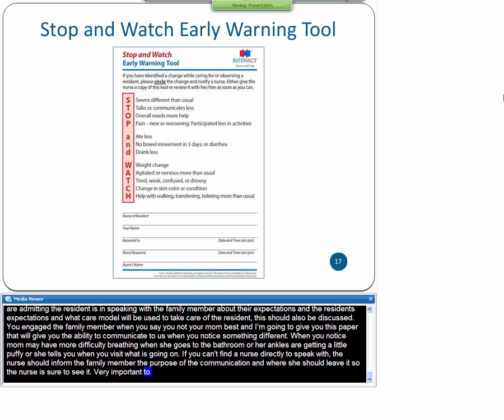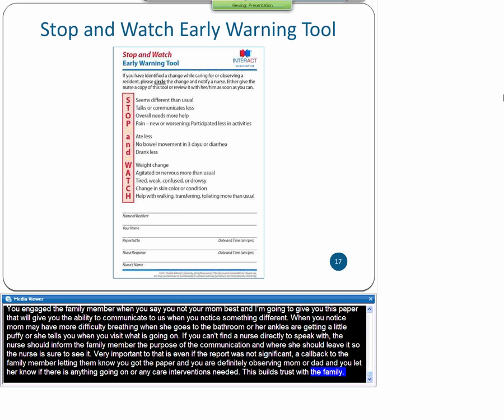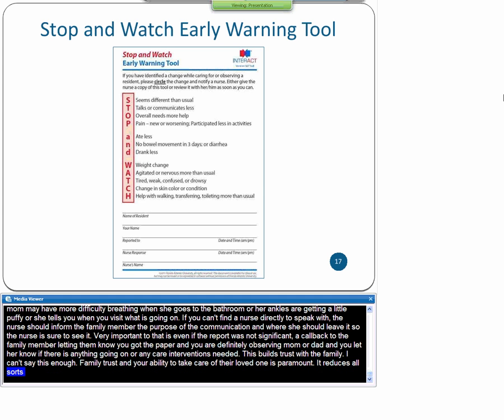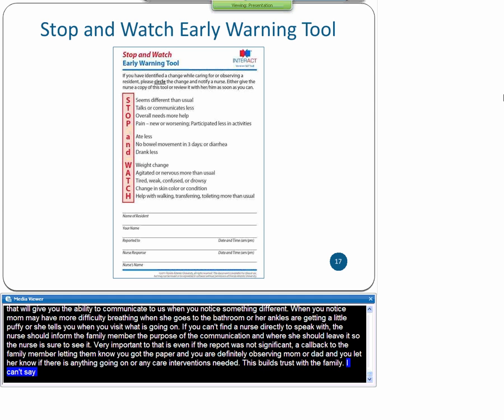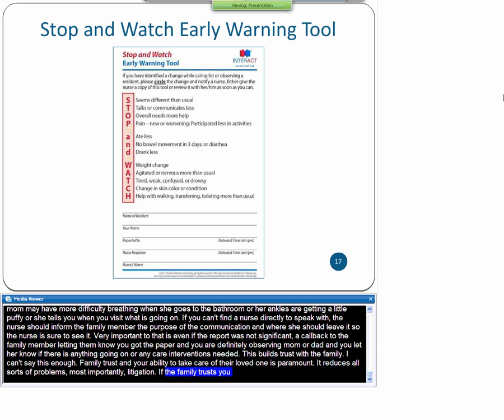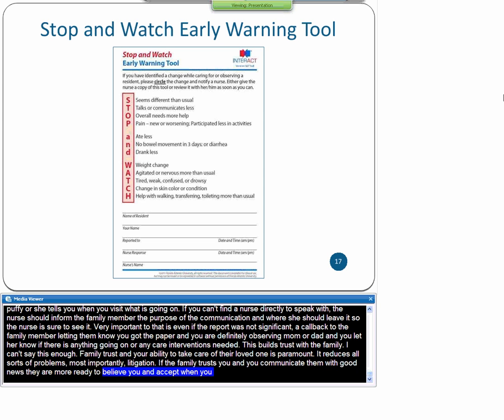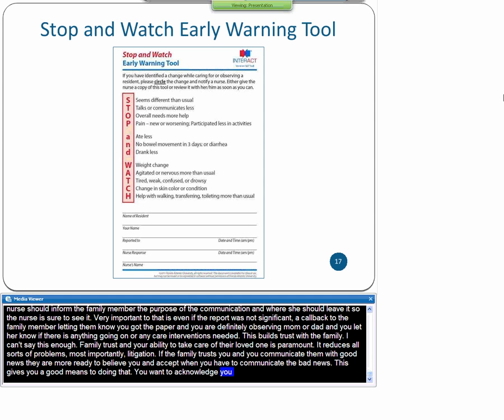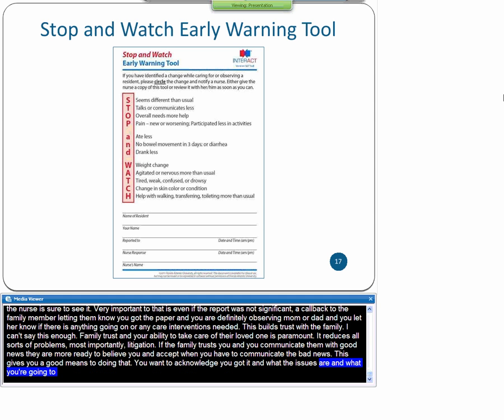Family trust in your ability to take care of their loved ones is paramount. It reduces all sorts of problems, most importantly, litigation. If a family trusts you and you communicate with them with good news, they're more ready to believe you and accept when you have to communicate the bad news. This gives you a very good means of doing that. So you want to acknowledge that you got it and what the issues are and what you're going to do about it. I know it takes a little bit of time, but you only have to do that once or twice before the family gains trust.